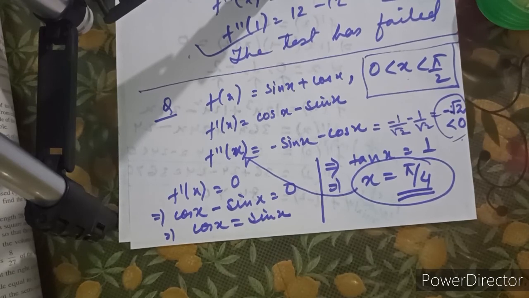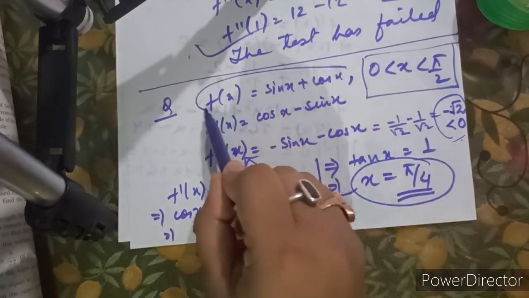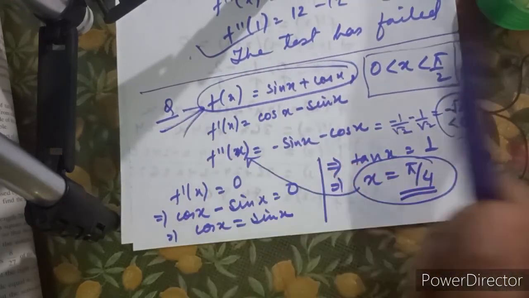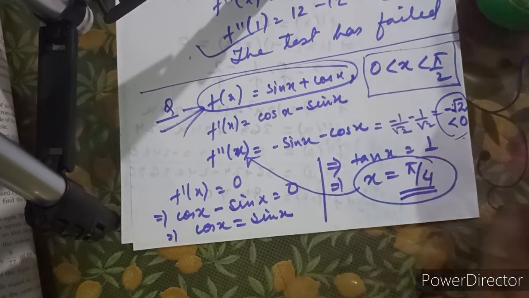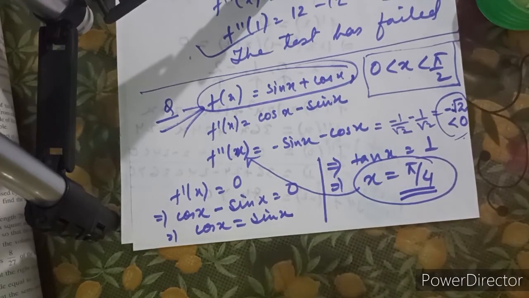And what is the actual value of the local maxima? For that you have to go to the main equation and put the value in it. That is, you will get plus root 2.